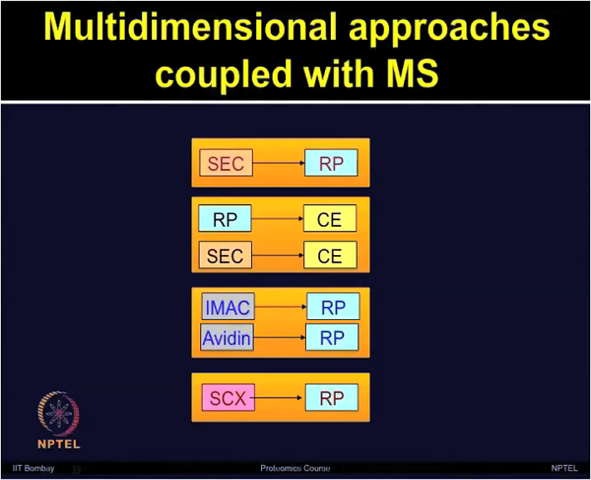We have talked about size exclusion chromatography, which separates proteins based on size or molecular weight, and reverse phase, based on hydrophobicity. Then we have capillary electrophoresis, which separates based on the charge. IMAC is an affinity based interaction, reverse phase is again hydrophobicity, and strong cation exchange is based on the charge. These are the different methods we have discussed. Now we are looking at how combinations of these can be applied for proteomic investigations.